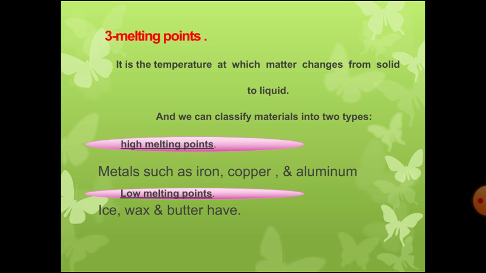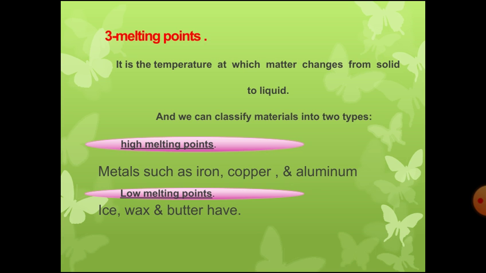Next, number three, we can differentiate between materials according to their melting point. So first, what do you mean by melting point? Melting point is the temperature at which matter changes from solid state to liquid state. And we can classify materials into two types. First, high melting point. Second, low melting point.